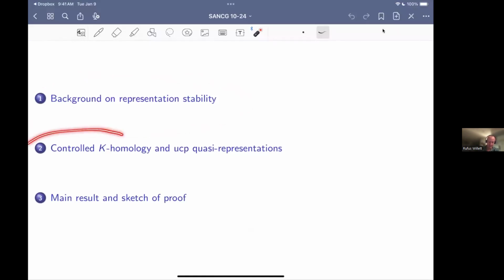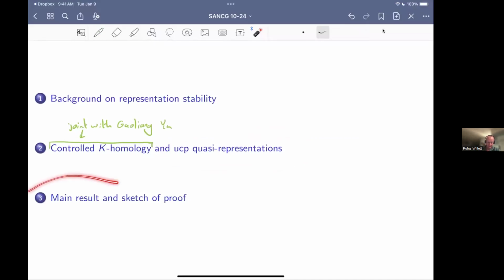Then I'll talk about controlled K-homology, which is something that Guoliang Yu and I introduced for a somewhat different purpose. So I should point out that this bit is linked with Guoliang Yu. And that is closely connected to a special class of approximate representations called ECP quasi-representations, whatever those are. I'll get to that later.